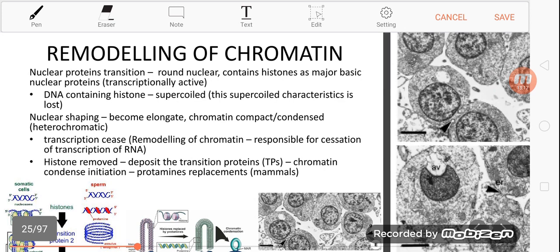Okay, and then during spermiogenesis, what happens to this coiled chromosome, chromatid? Due to the nucleus shaping, just now from round shape becoming an elongated sperm, the head also elongates. The chromatin will be compacted into a heterochromatic shape. How? By replacing the histone protein with protamine protein. Okay, protamine protein.